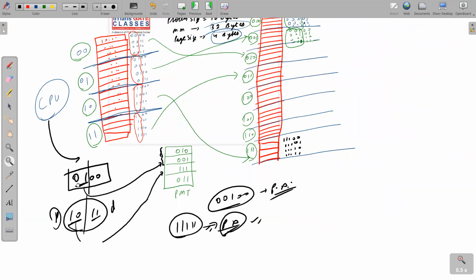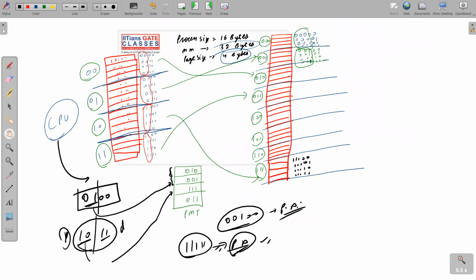Okay, so I hope you have got it. You can take a snapshot of this, and in the next slide I will tell you the proper logical diagram of the paging. So I hope you have taken the snapshot. Okay, so I think you have got it.